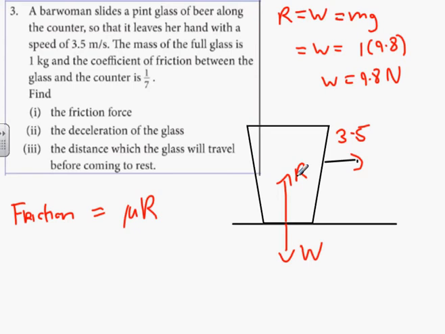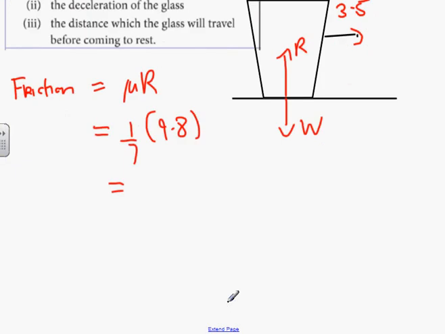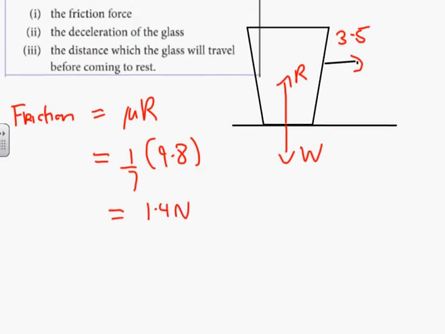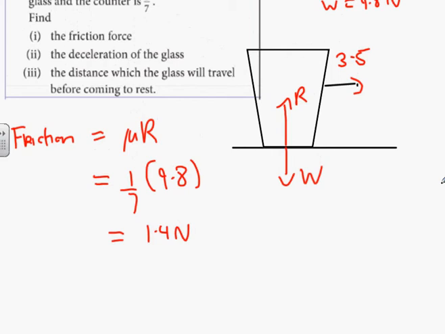So, to find your frictional force, it is 1/7 of this R value. What's 1/7 of 9.8? Can you tell me? 1.4 newtons. Now, this 1.4 newtons is friction. Friction always acts in the opposite direction to your motion, so your friction force is acting to the left. It causes a deceleration.